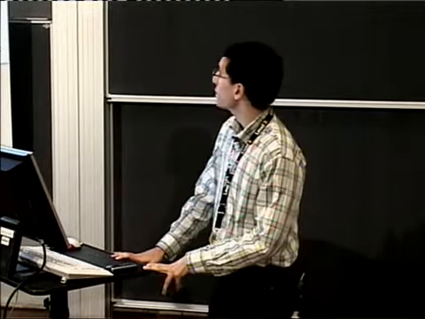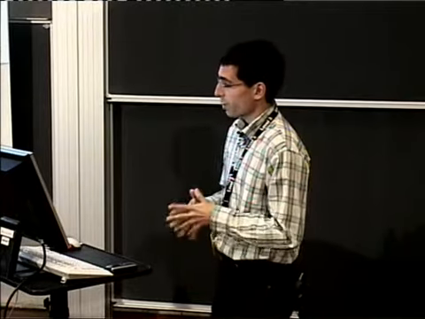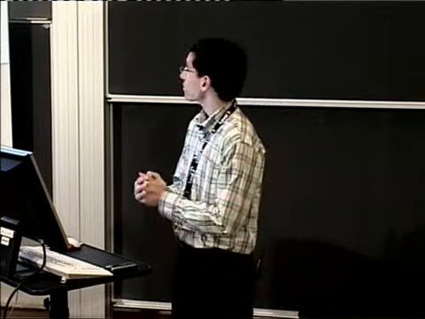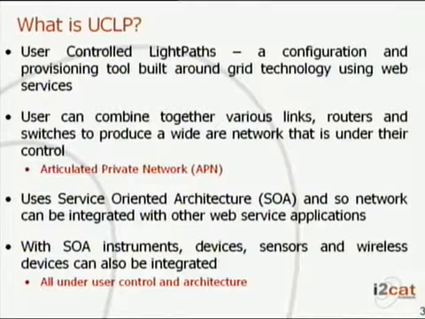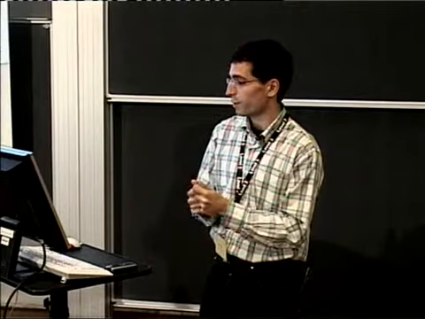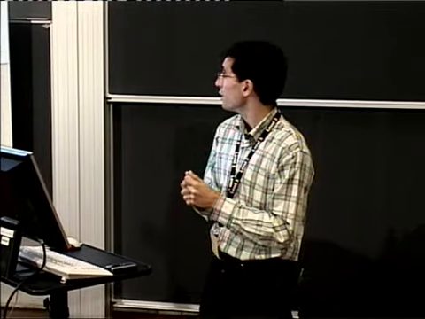So a couple of sentences about UCLP. We call it a configuration and provisioning tool, which is built around Grid technology and web services, in concrete, WSRF. So with this tool, you can do many things, but the main functionality is that advanced users can combine various resources, being links, routers and switches, and even instrument sensors coming from different sources, to produce a wide area network which is under their control. We'll see that it's a limited control. It's just the degree of control that the real owner of these resources has allowed the users.